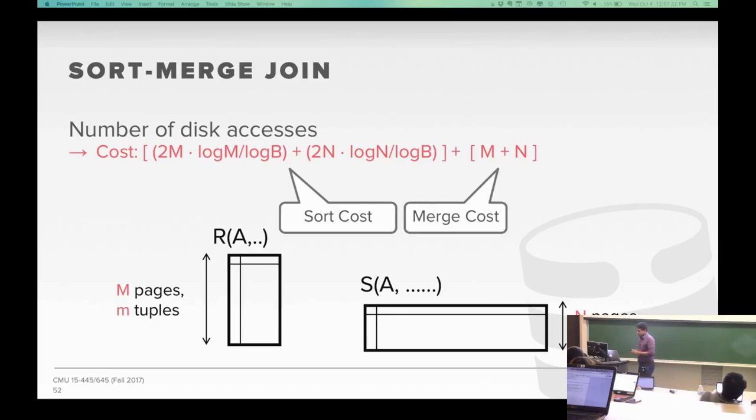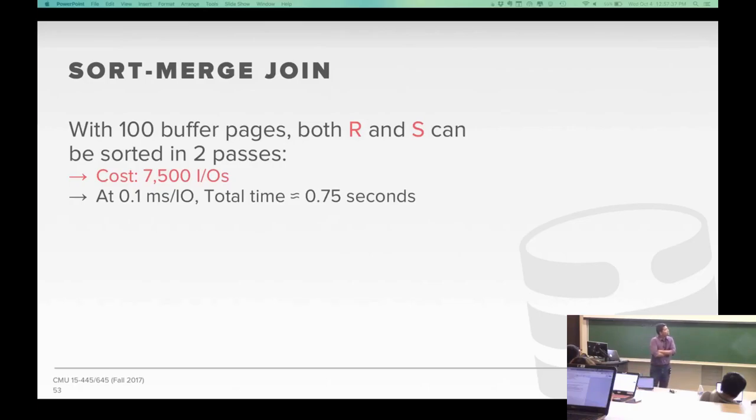So let me illustrate the sort merge join algorithm with actual numbers. Let's say you have 100 buffer pages. So you can essentially sort both the tables using these buffer pages in just two passes. So the overall cost is 7,500 I/O operations. And if you take a regular off-the-shelf SSD, at 0.1 milliseconds per I/O, the total time taken to run this algorithm is basically 0.75 seconds. So it's really, really fast, especially compared to the simple nested loop join algorithm.